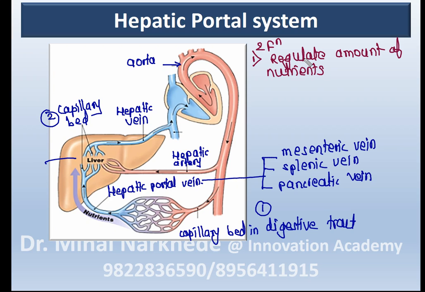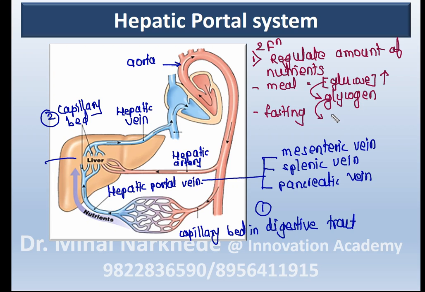Now to understand this, let us cite an example. Suppose you have a meal, and after the meal obviously the concentration of sugar, say glucose, is going to increase in your blood. When the concentration of glucose in the blood increases, the liver will convert this excess glucose into glycogen and store the glycogen in the liver. The process of formation of glycogen is called glycogenesis. But when you are fasting, whatever stored glycogen is present in the liver is broken down to form glucose, and this glucose is allowed to enter into circulation. This way, depending upon the need, the amount of nutrients present in the blood is regulated by the liver.